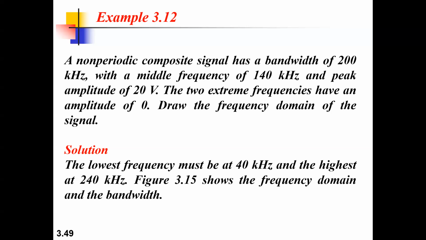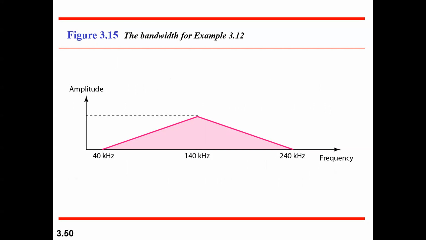The question doesn't ask you to calculate, but how can we calculate the lowest and the highest frequency? How do we get 40 and 240? The one thing we know is the 200 kilohertz. That means x2 minus x1 is equal to 200. So there are two unknowns, x2 and x1, and that's one equation you get. How can we derive another equation? Using 140, which is given.